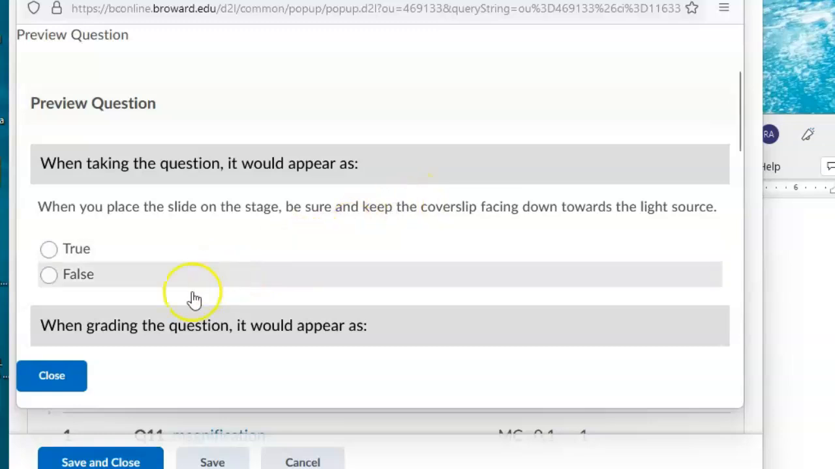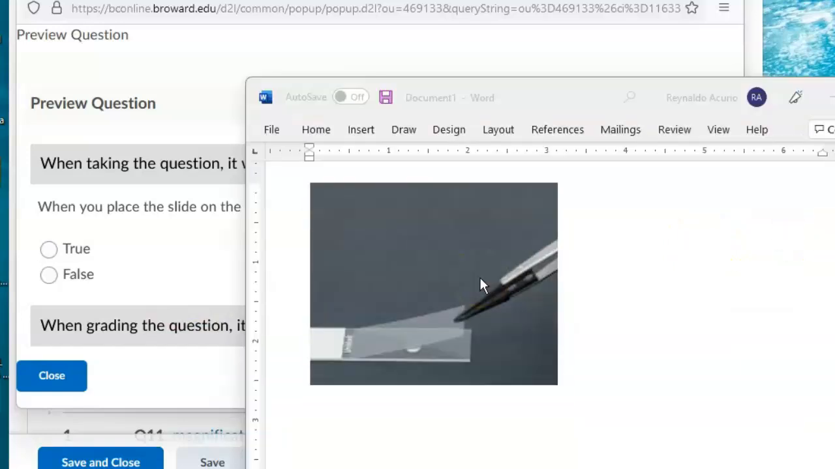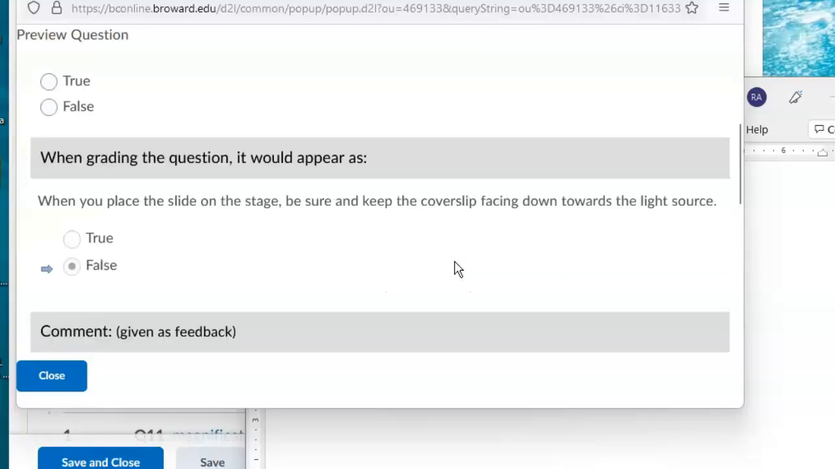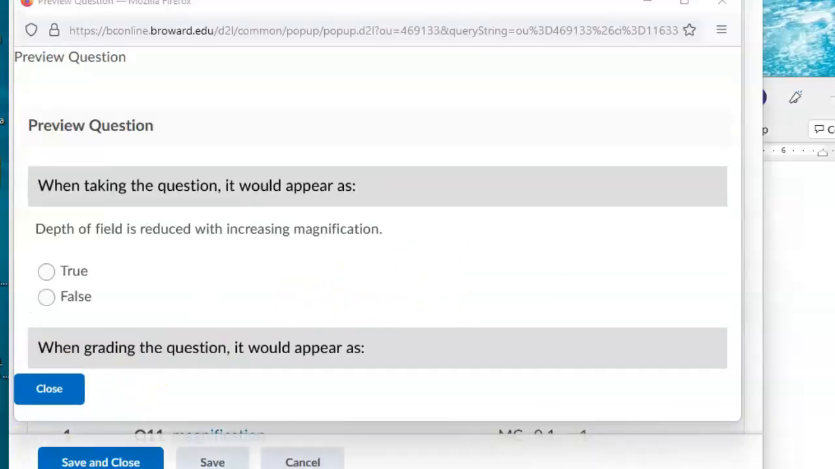So if we look at this figure, this is the cover slip, and you can see how it is being placed on top of the slide. And obviously putting it upside down, that's not correct. Then going back to the question, the answer should be false. And that's what we have right there.